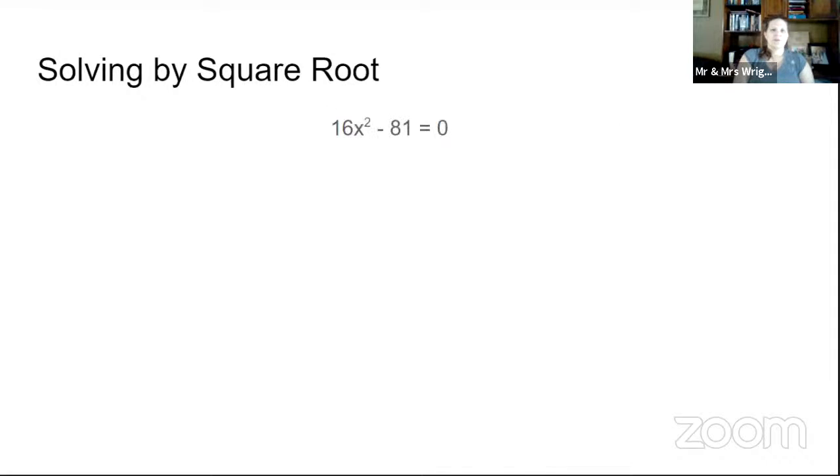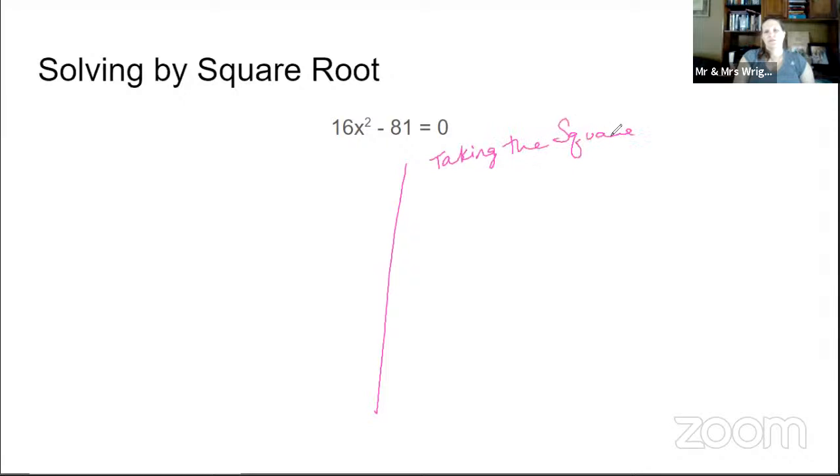All right, so I've got a problem here that I want to show 2 different ways. This one's going to be taking the square root, and this one's going to be by factoring, which is what we learned before. We learned how to solve through factoring or finding the zeros, setting the factors equal to 0. And so we're going to do that with this problem after we solve by taking the square root.